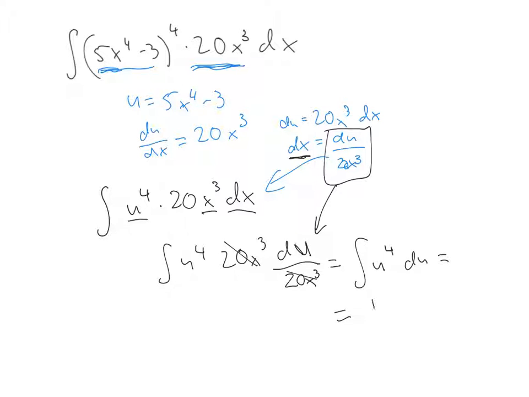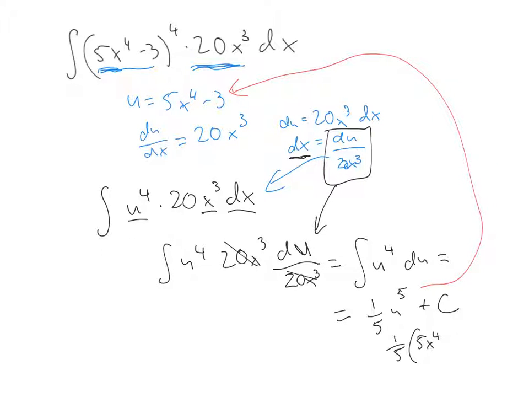That becomes 1/5 u to the fifth plus c, and then you can plug in what you had originally set u equal to. So originally, if you look all the way back here, u was equal to 5x to the fourth minus 3. So we're just going to rewrite this as 1/5 times 5x to the fourth minus 3, all to the fifth power, plus c, and that's our final answer.